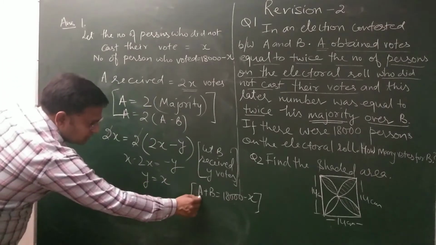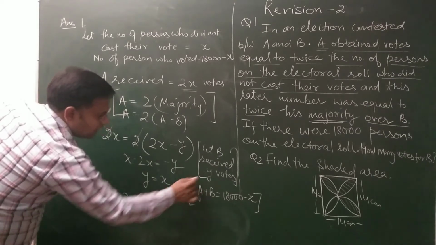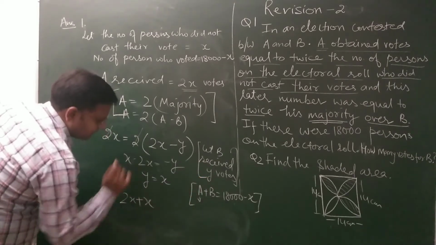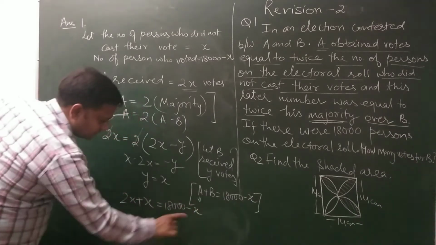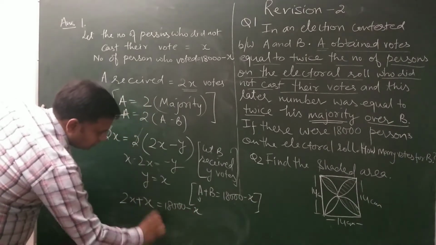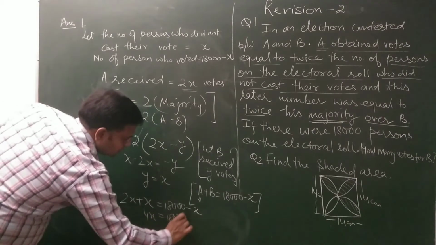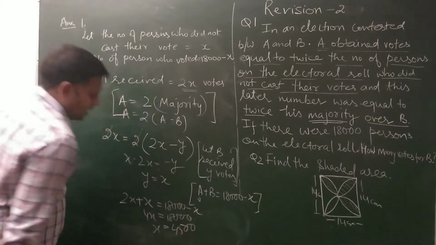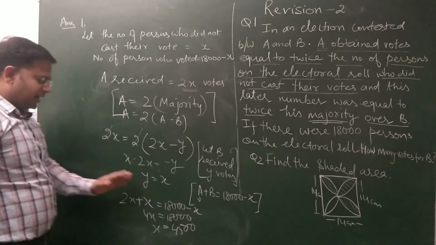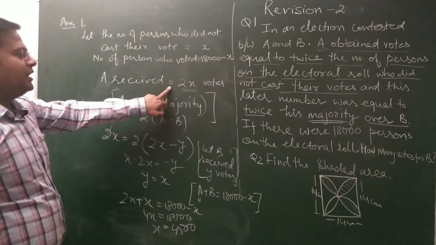So y means, A is 2x and B we assume as y. So this is also x, and this is 18,000 and this is x. So if you solve it, this will become 4x equal to 18,000. So x will be 4,500.